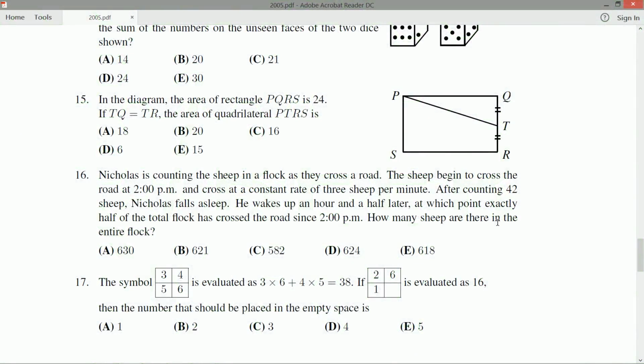In the diagram, the area of rectangle PQRS is 24. If TQ equals TR, so this point T is the midpoint of QR, the area of quadrilateral PTRS is... Okay. So I noticed that T divides QR. And if I want the area of this quadrilateral, this trapezoid, I think, yeah, it's a trapezoid, because TR and PS are parallel to one another.